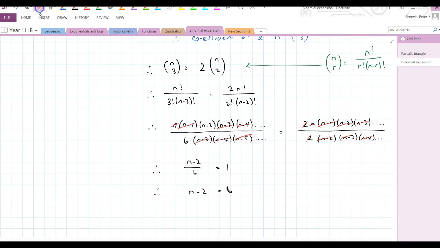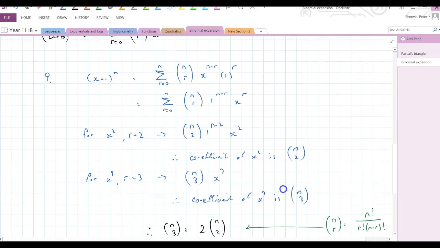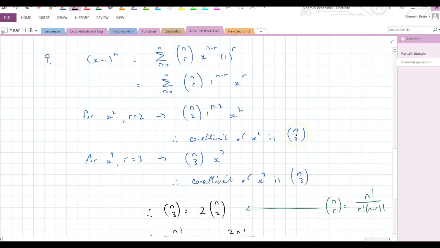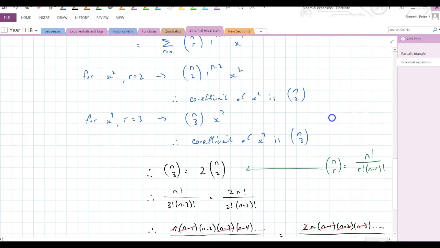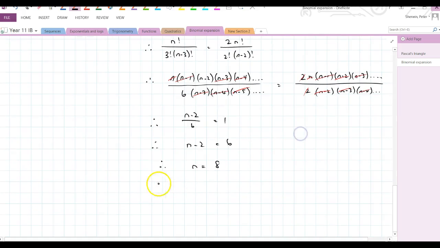That was a bit scrappy. N minus 2 equals 6, and therefore, n equals 8. Fantastic. So the value of n that gives a coefficient of x cubed twice the value of the coefficient of x squared is n equals 8. And we can check it. So (x plus 1) to the power of 8. Now put 8 in here: 8C2 and 8C3. You'll find one of them is 56, one is 28, and that will be verified.